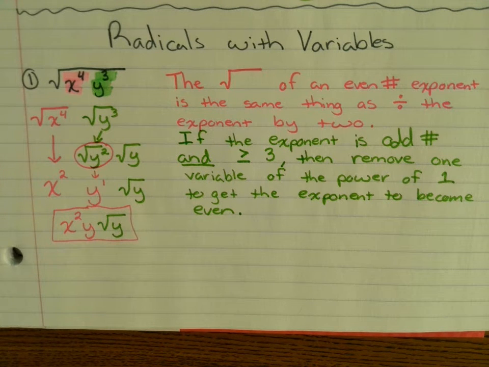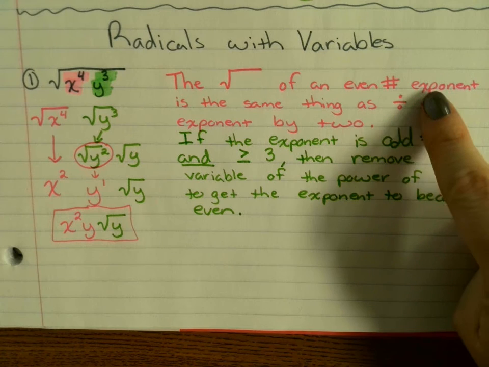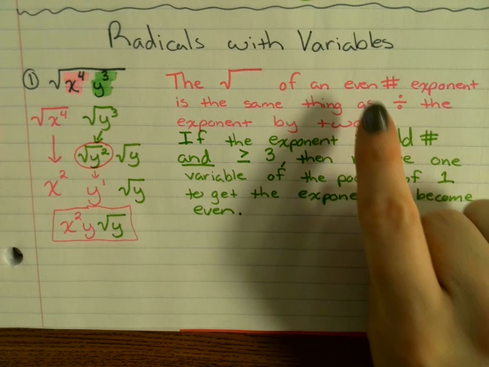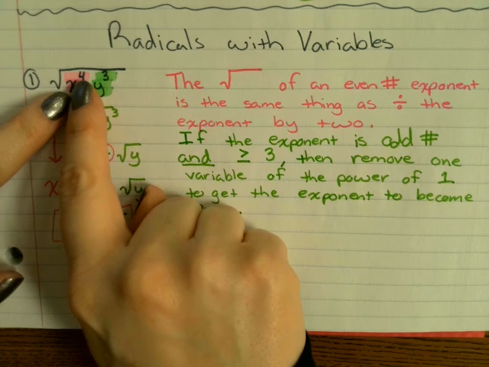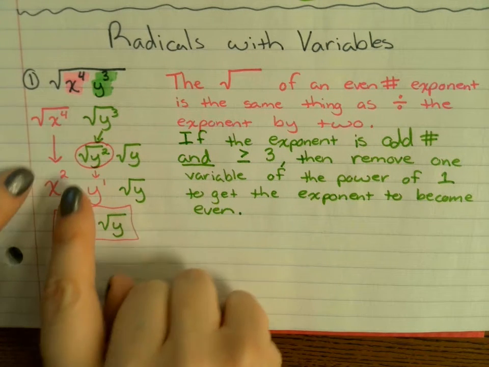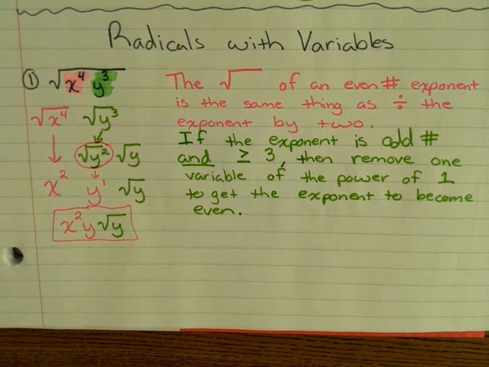Okay, so let me go over it one more time. If you have an even power, you're just going to take the power, divide it by 2, and then that's your square root. You get rid of the radical sign. That's probably one of the biggest mistakes: people forget to get rid of the radical sign. Once you've taken the square root of it, the radical sign is gone.